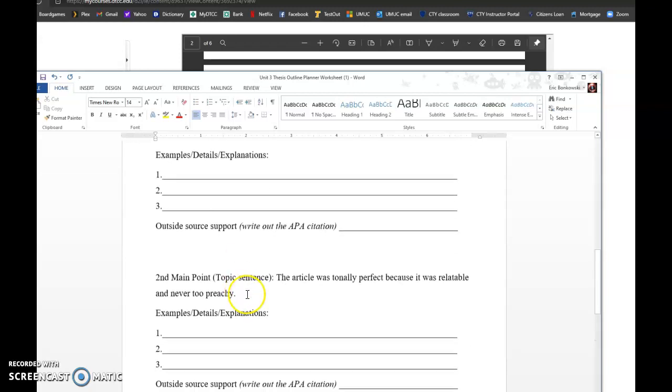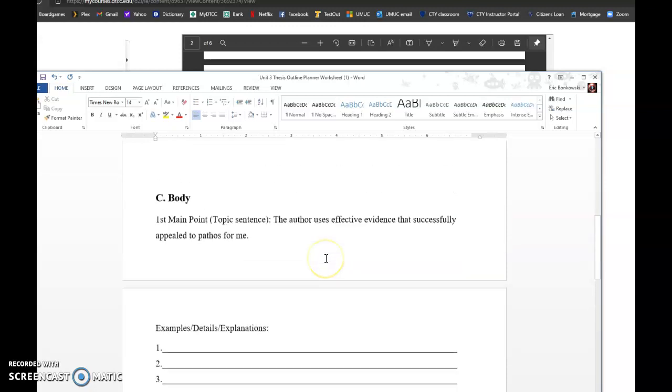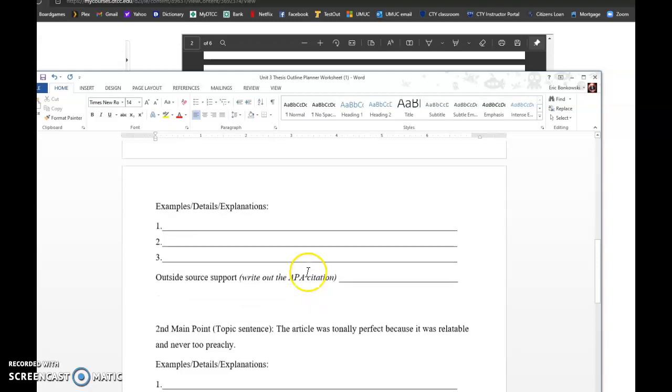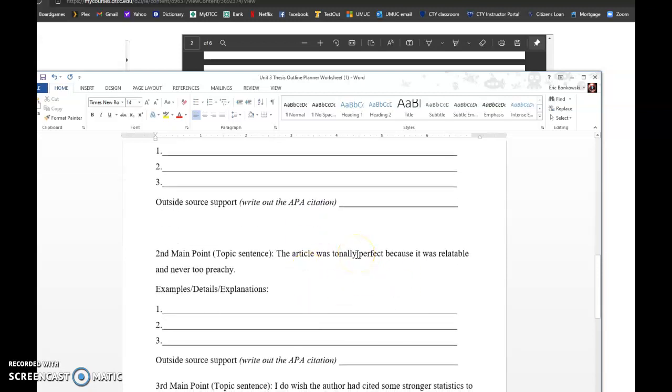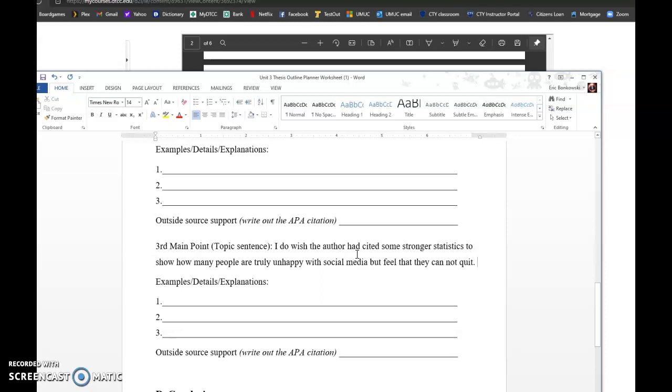I have two positives. The author uses effective evidence to successfully appeal to pathos. The article was tonally perfect because it was relatable and never too preachy. I wish the author had cited some stronger statistics to show how many people are really unhappy with social media but feel that they cannot quit. These are all the impressions that I'm putting together.